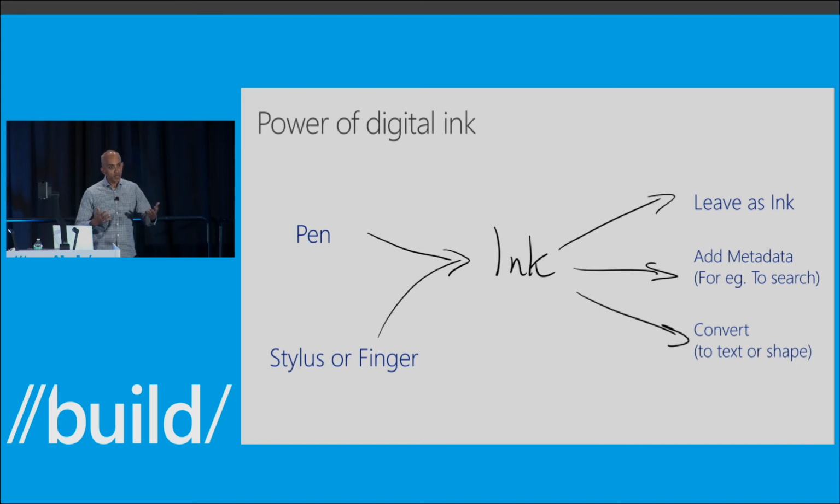We can go further with ink by analyzing the ink data and using the metadata to do things like search. I cannot do this with my physical notebook. Of course, I can go a bit further and convert the digital ink into text or shapes. This is useful and a delightful experience for a number of situations, either in a writing app or in a sketching app.